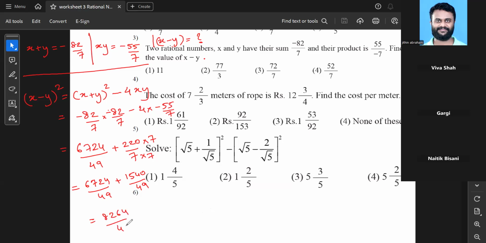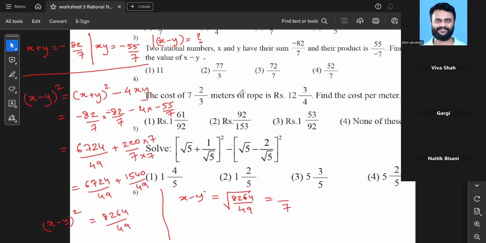8264 divided by 49. Now the question here remains the same, x minus y. It's the whole square. Now the question is not x minus y the whole square. The question is x minus y. So x minus y will be the square root of 8264 divided by 49. Now it is pretty much clear that the square root of 49 is 7. So the denominator remains 7.